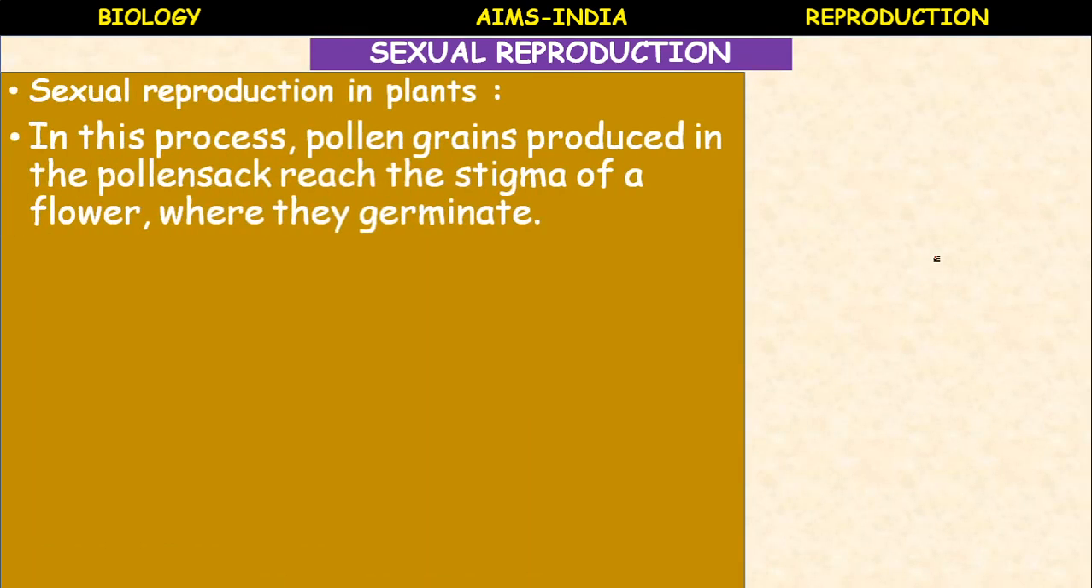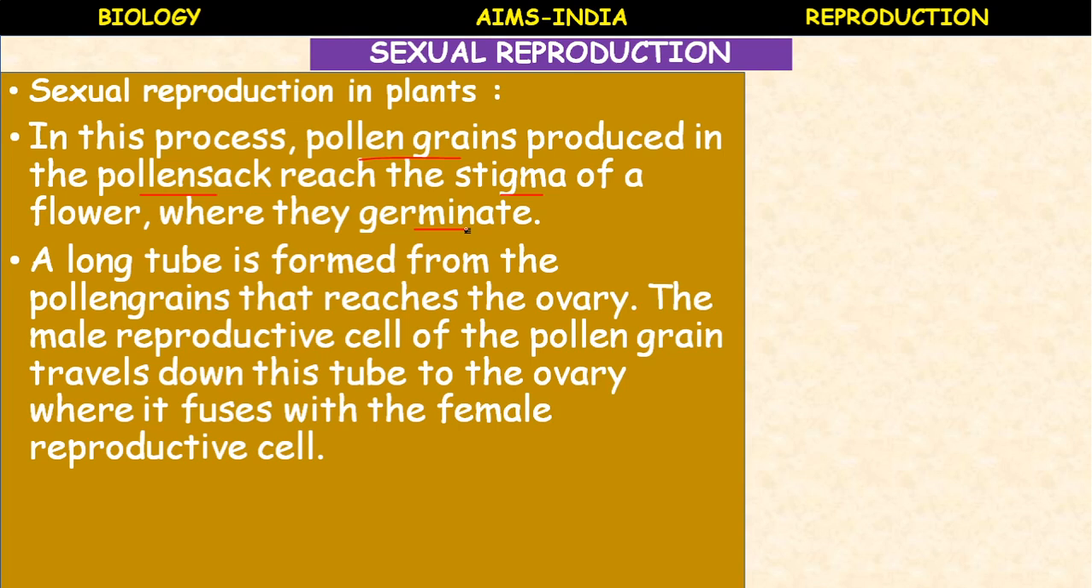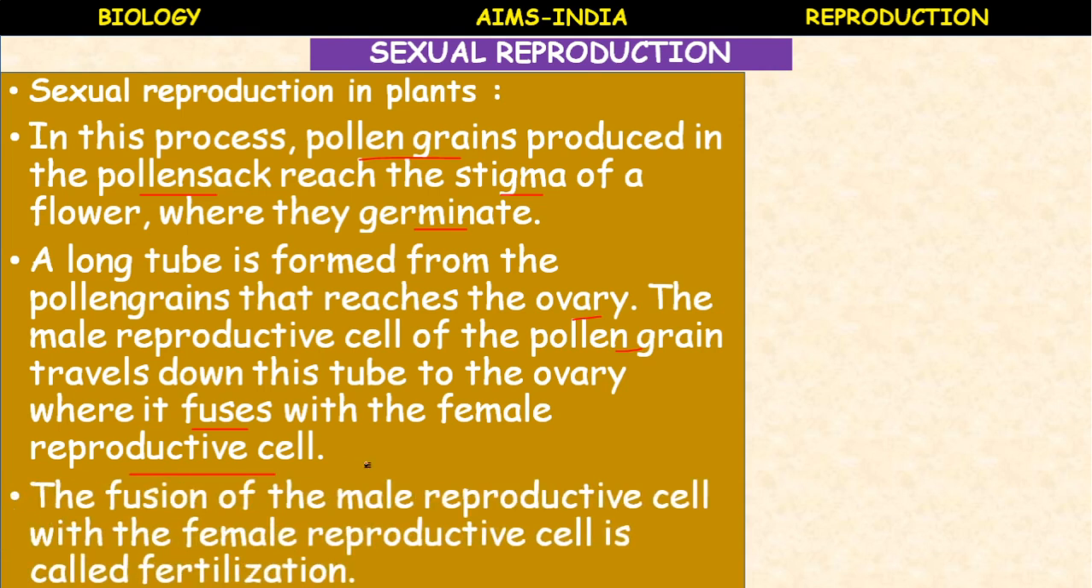Sexual reproduction in plants. In this process, the pollen grains produced in the pollen sac reach the stigma of a flower where they germinate. A long tube-like structure is formed from the pollen grain that reaches the ovary. The male reproductive cell of the pollen grain travels down this tube to the ovary where it fuses with the female reproductive cell. The fusion of male reproductive cell with the female reproductive cell is called fertilization.